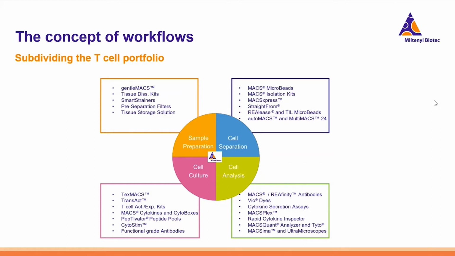Then we have cell separation, our classical microbeads and isolation kits in all their variants to isolate efficiently T cells and subsets. Cell culture, everything needed to culture, activate and expand your T cells, from media to cytokines to antigens. And last but not least, cell analysis: T-cell flow antibodies, flow kits, and also instruments for flow cytometry, sorting, and even imaging.